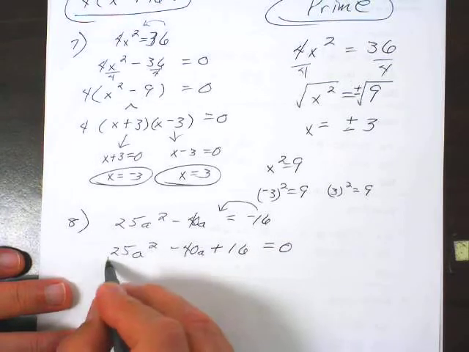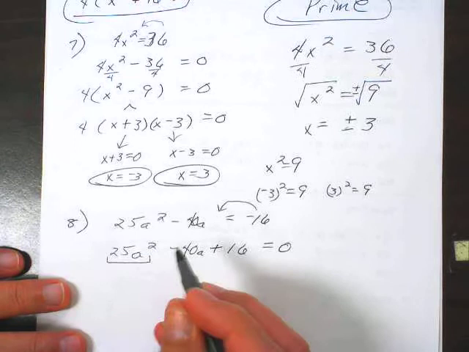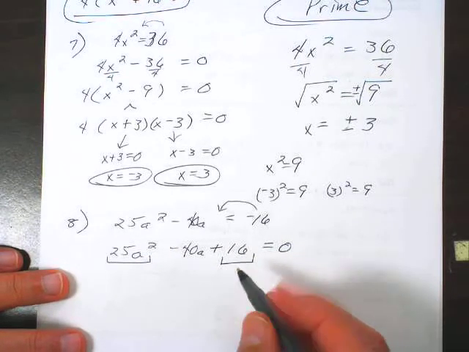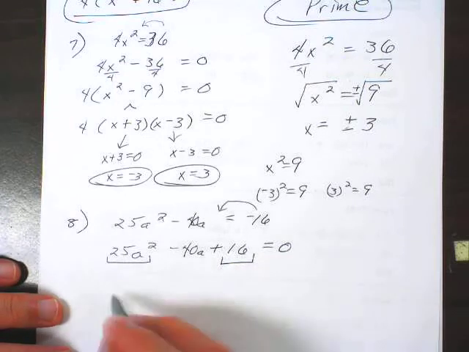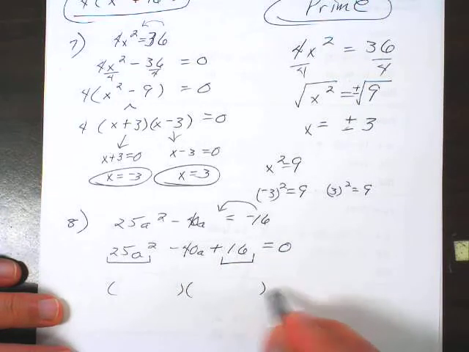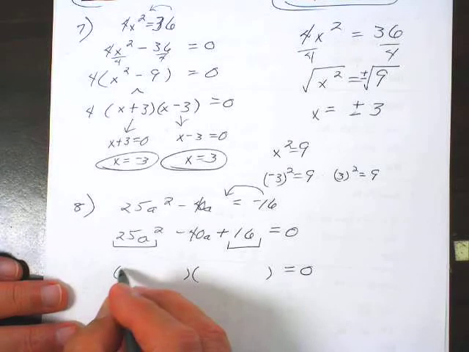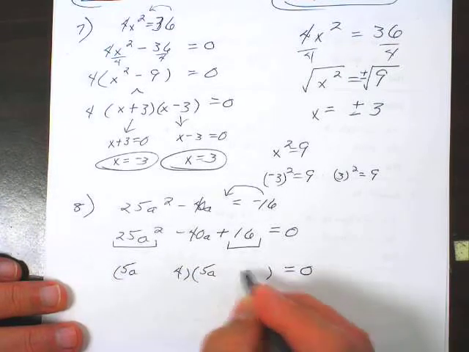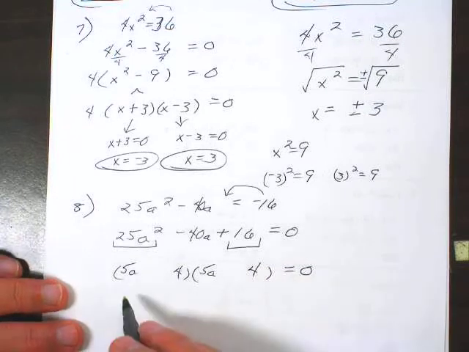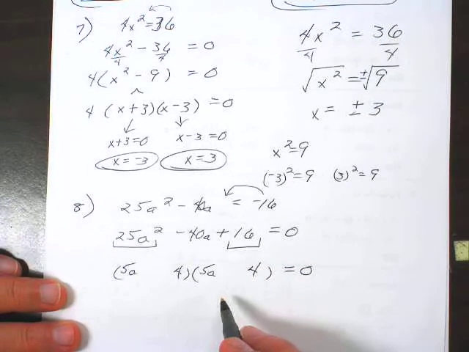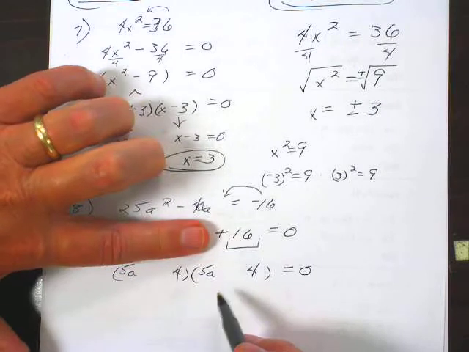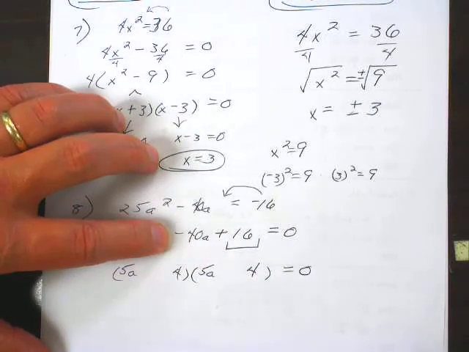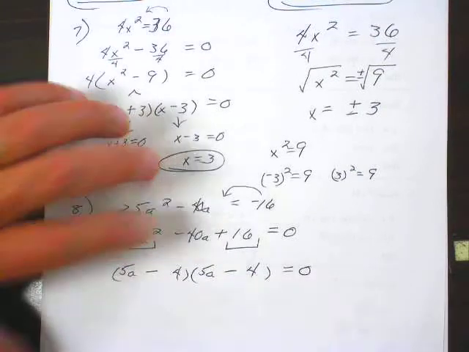Is this a perfect square? Yes, 5a times 5a. And is this a perfect square? Yes, 4 times 4. So I'm going to assume that it might be trinomial factoring. So I'm going to put 5a here, 5a here, and I'm going to put 4 here and 4 here. And then what are my signs going to be here? When that's positive, it's either plus plus or minus minus, and this tells me that it's minus minus.